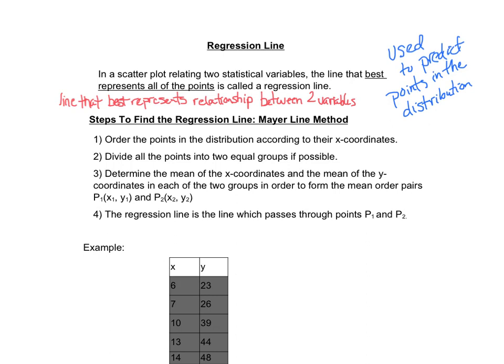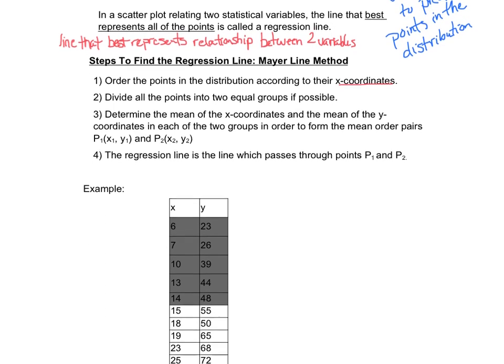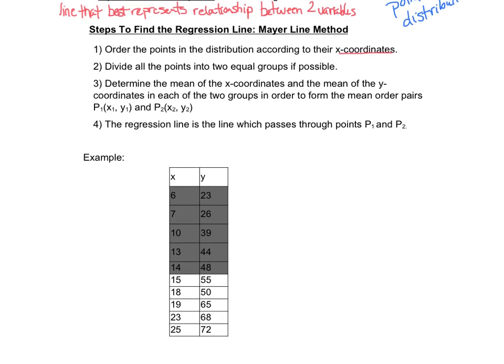So the steps are listed here. There's 4 steps. And I'm going to illustrate with the following example. So our first step is we have to order the points in the distribution according to the x coordinates. And that's very important. It's according to the x coordinates. So if we take a look at our example here below, we can see that the points are already ordered according to x. They're already in the correct order. So step 1 is done for us.